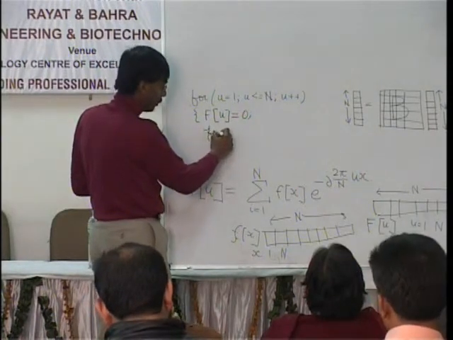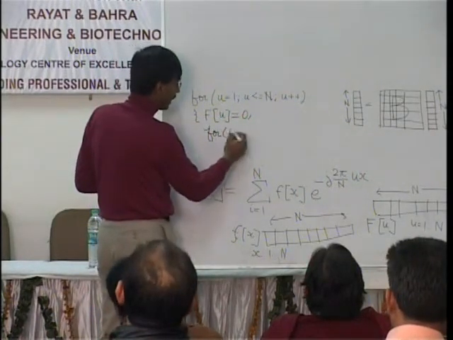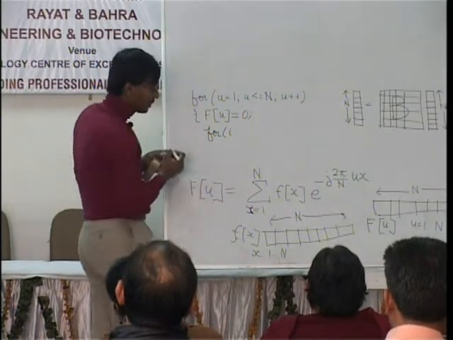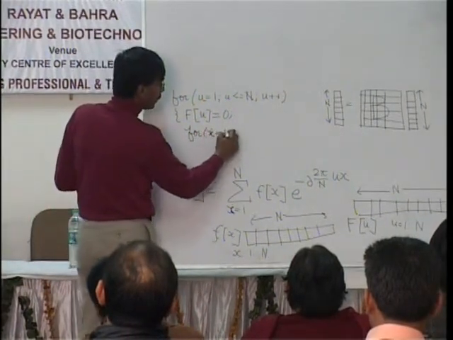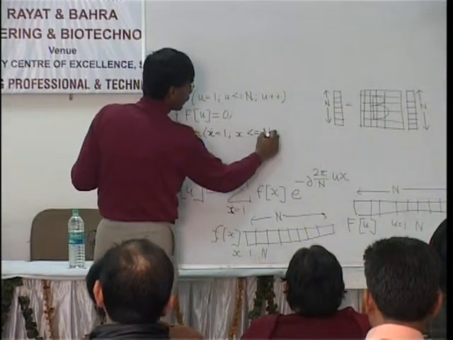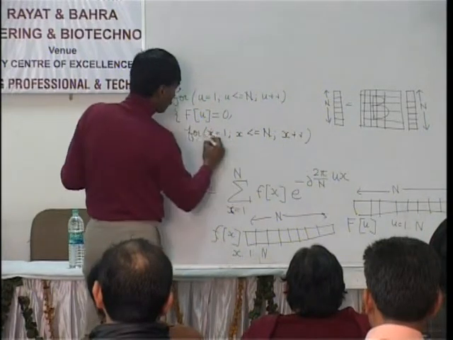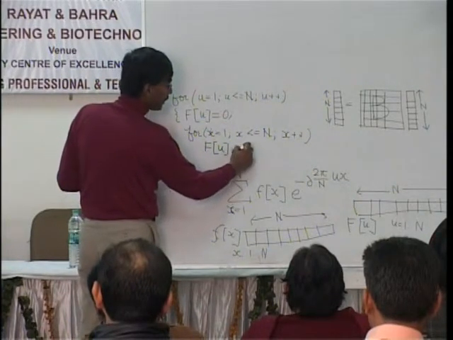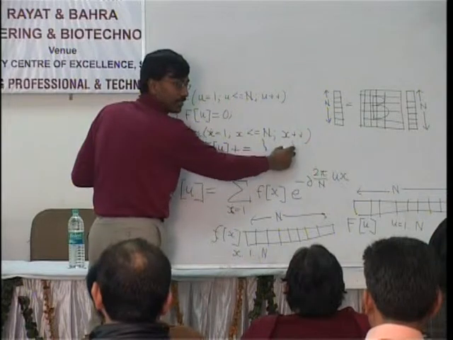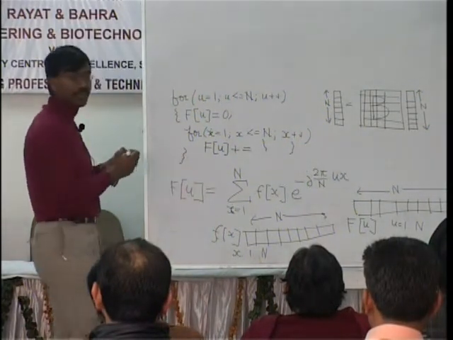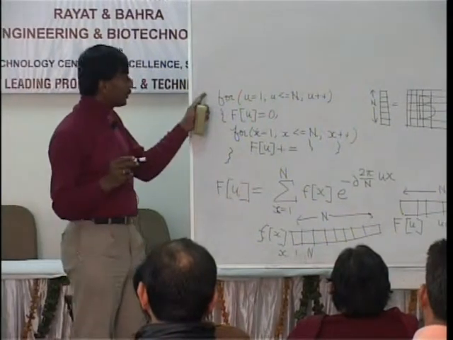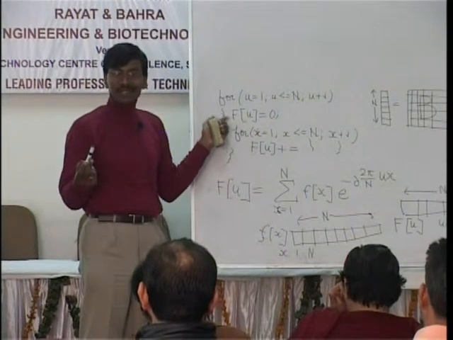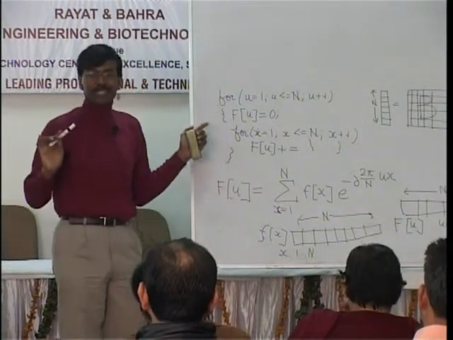After that I'd have another loop for x. So for x equal to 1, x less than or equal to n, and then what would I do? F of u plus equal to this particular computation. So how many loops? There are 2 loops, and each of them runs order n times. So the overall time complexity is order n squared. So there are order n squared multiplications. This is a very simple way to understand it.